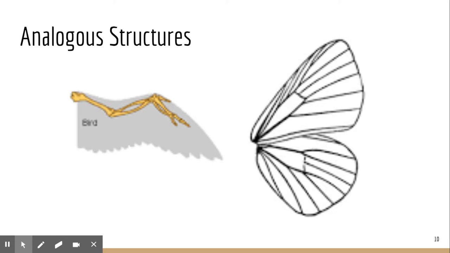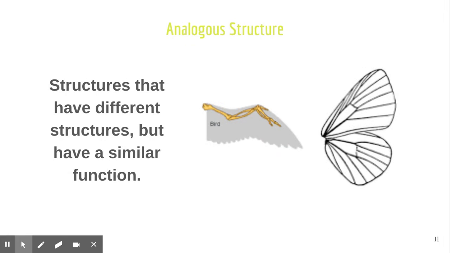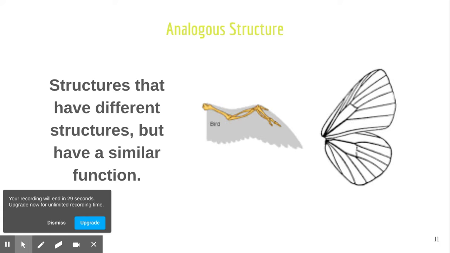Next, we're on to analogous structures. You're going to examine the bird wing and the butterfly wing and answer what is their similar function. How are they similar in function? And then how are they different in structure? What about the bird wing structure and the butterfly wing structure is different? Overall, the definition of an analogous structure is structures that have different structures but have a similar function.